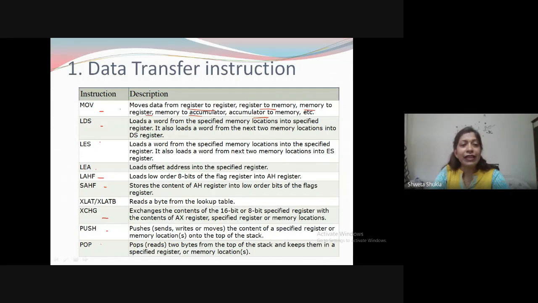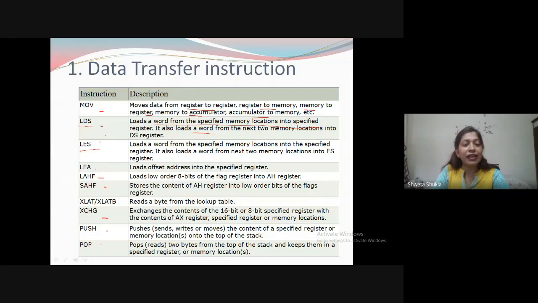Now, let's begin with the next one, which is LDS. DS is the segment register. We all know the DS register, that is the data segment register. LDS loads a word from a specified memory location into a specified register. Now remember LDS and LES. In this case, this is the DS and this is the ES register. They both are segment registers. You have to load the value from a particular location into these specified registers.